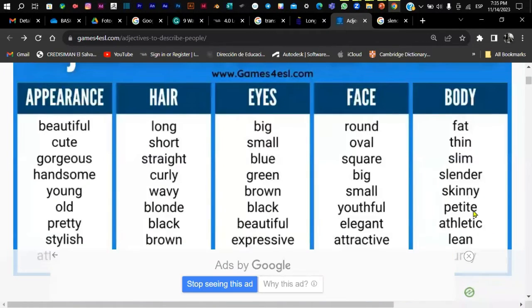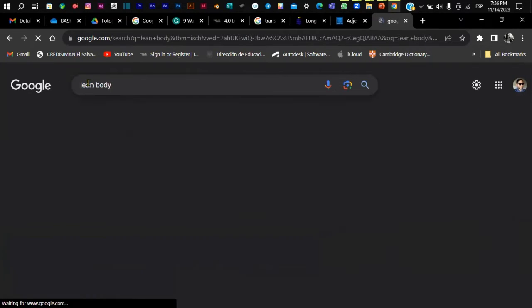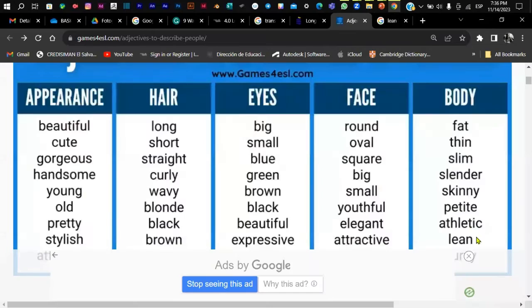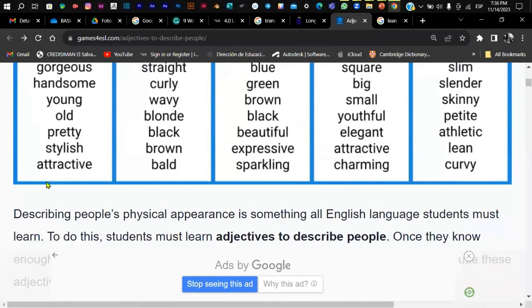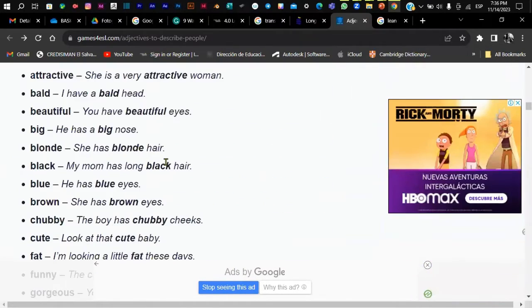What else? Petite. The juice? El jugo petit? No. Petite is pequeño. Yes, correct. Athletic. Repeat it. Athletic. Lean. Lean body. Is in good shape. Lean is like athletic. Athletic, yes. Well shaped. Muy bien. Formado. What is the adjective? Lean. Yes, correct. Okay, pretty good. Guys, please continue checking the adjectives that you can use.